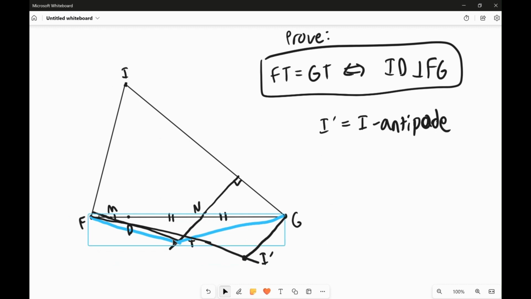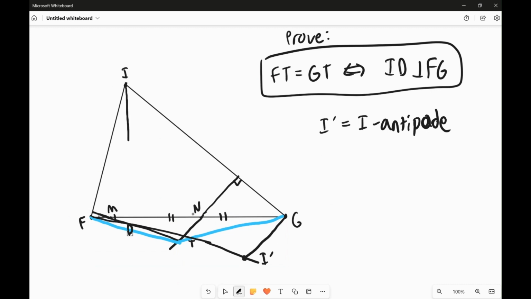So as D varies on line FG, the point T moves along the line. So this line here. We want to find out when T lies on the perpendicular bisector of FG, because that's equivalent to FT equals TG. So if we construct a perpendicular bisector here, it only intersects at a point, it only intersects once. So that means that D is unique. Thus, if we could show that the foot of the altitude satisfies the condition, we are set.